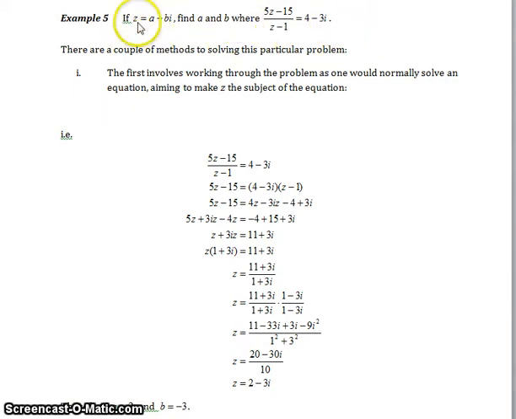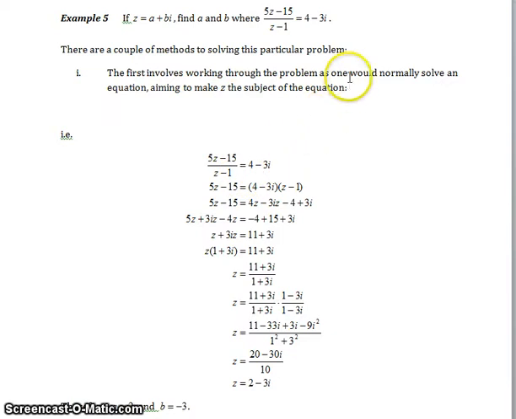Now, if z is the complex number a plus bi, we want to find what the values of a and b will be for this to be true. There are a couple of methods involved in working this through. Let's look at this particular method here. Let's work through the problem as one would normally solve an equation, so we'll make z the subject of the equation.